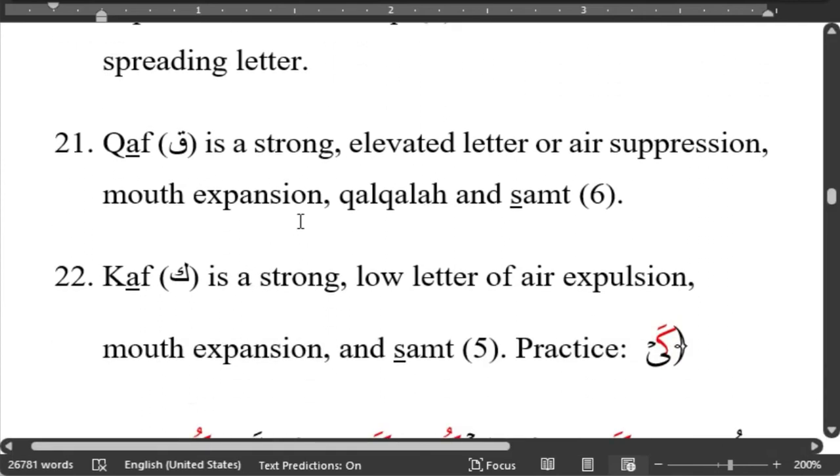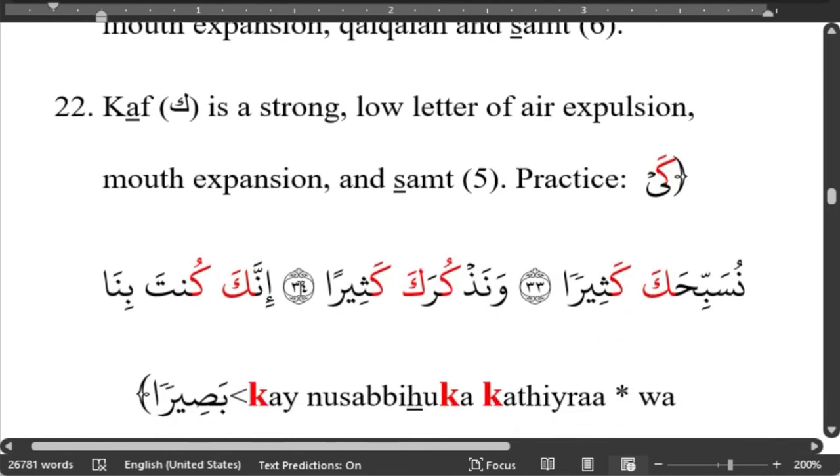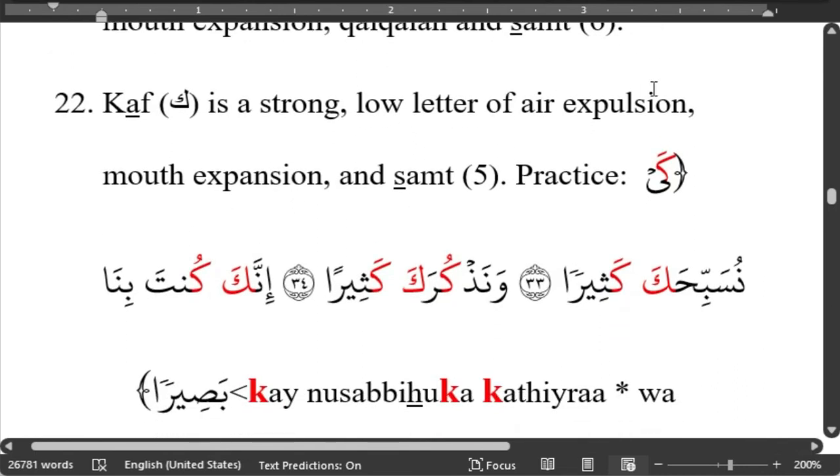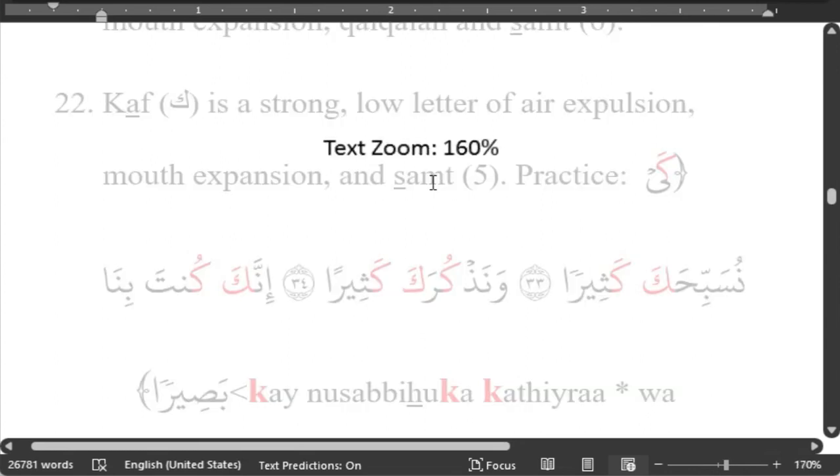Qaf is a strong stopping the sound, elevated letter, tongue goes up, of air suppression, stops the air, mouth expansion, so the mouth doesn't close in for qaf, qalqalah, and samt. Kaf is a strong low letter of air expulsion, mouth expansion, and samt.